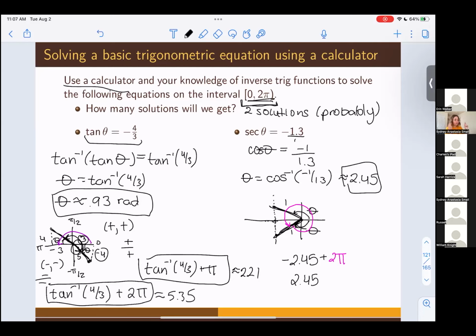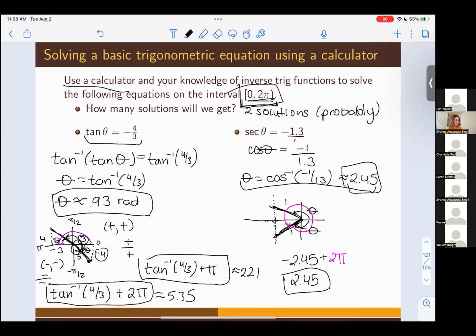Is my number within the range? Is it in the interval it should be? And you can do that just by plugging it into your calculator. I didn't plug these into my calculator, this part here, but we know that 2.45 is one of our answers because it was given to us by the inverse function. It is in our correct range. It is a solution. Cool, we're good.